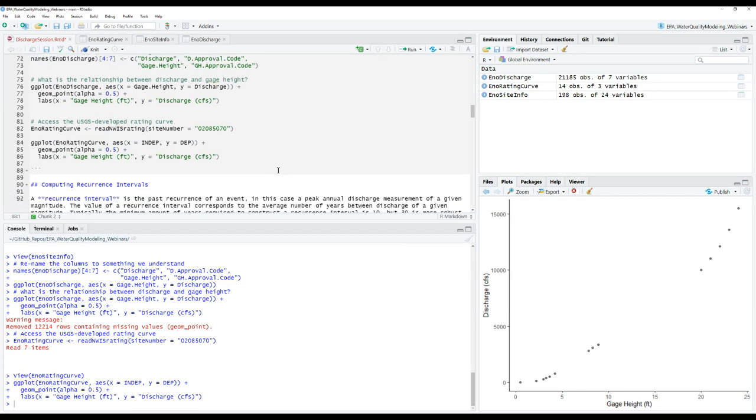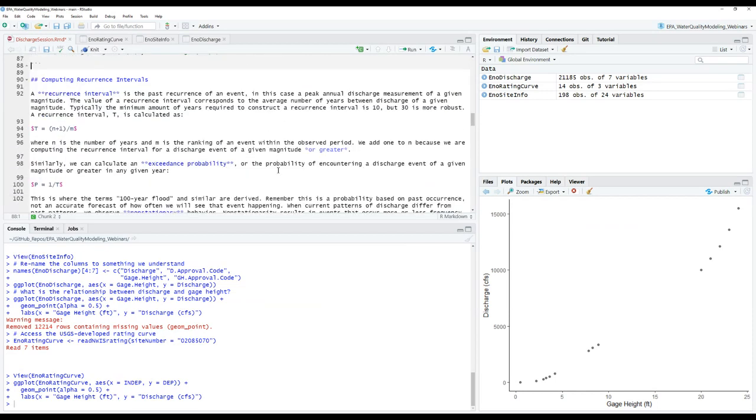Okay, let's continue along. The next thing we will do is we will be computing recurrence intervals. So a recurrence interval is the past recurrence of an event. In this case, we will be talking about peak annual discharge of a given magnitude. So our value of our recurrence interval will be calculated as, and this is our nice markdown tool to look at our equations.